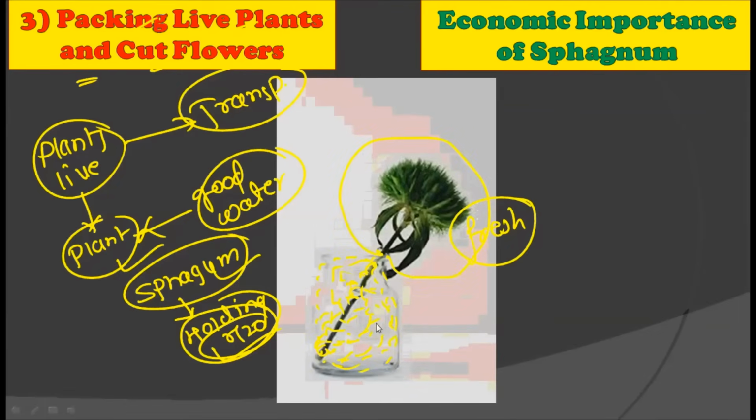So the very purpose of providing water to the plants which are to be transported is fulfilled by the sphagnum, and that is why it is used exclusively in the packaging of live plants. The same is true for flowers as well.